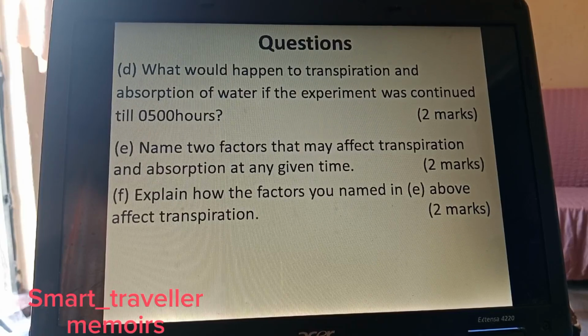Explain how the factors you named in E above affect transpiration. So here, guys, this is where I was saying you do it first yourself. You don't just look at the video, practice. You can practice and then proceed with the video.